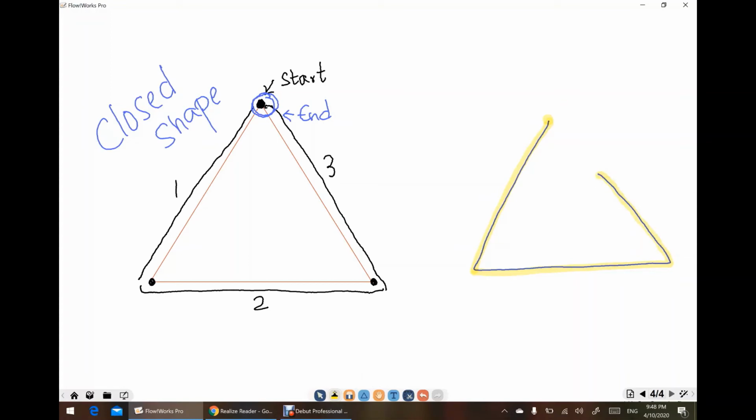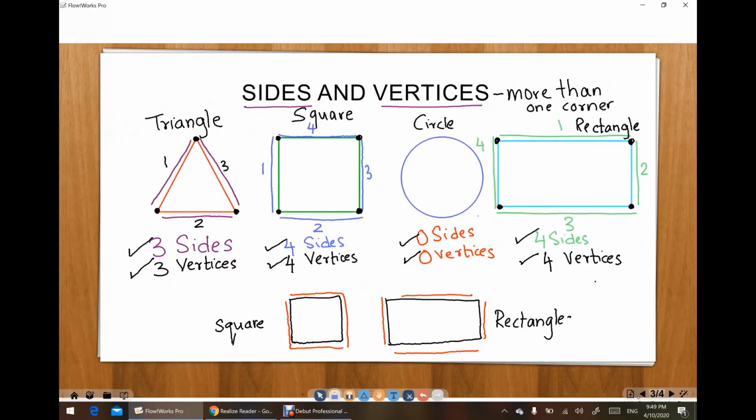So do you think this is a closed shape? No, this is not a closed shape because you are not ending at the same place where you started, right? So this is not a closed shape. See, it's not a closed shape because when I started from here, I did not come back to the same point. So I hope you understand what we are going to learn in this lesson.